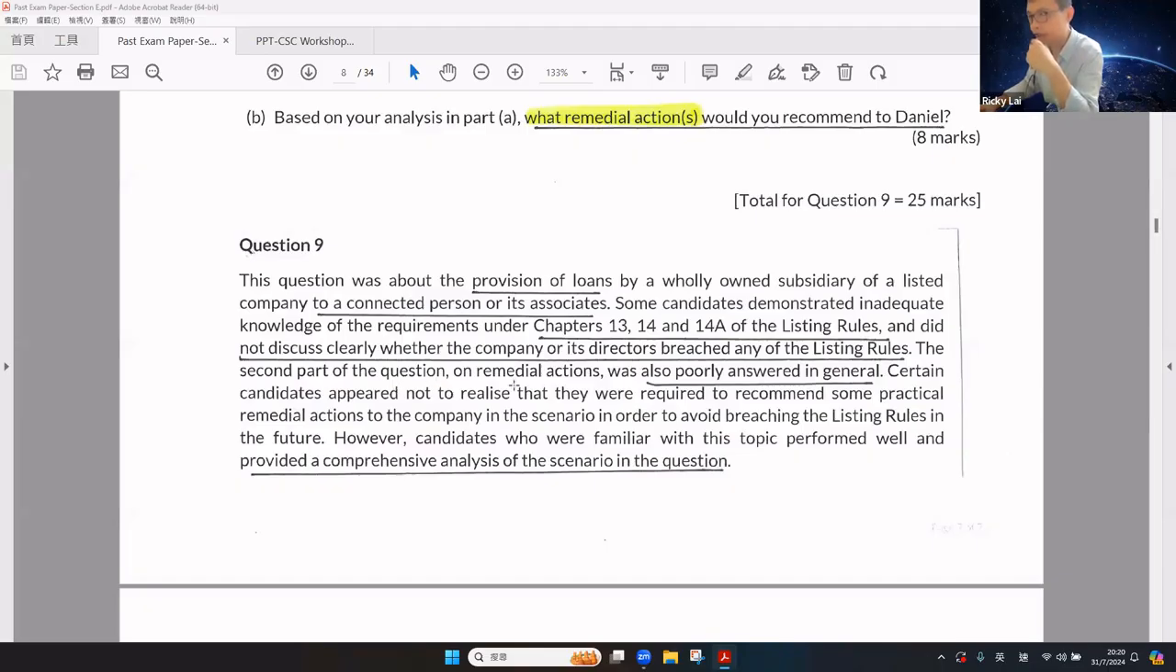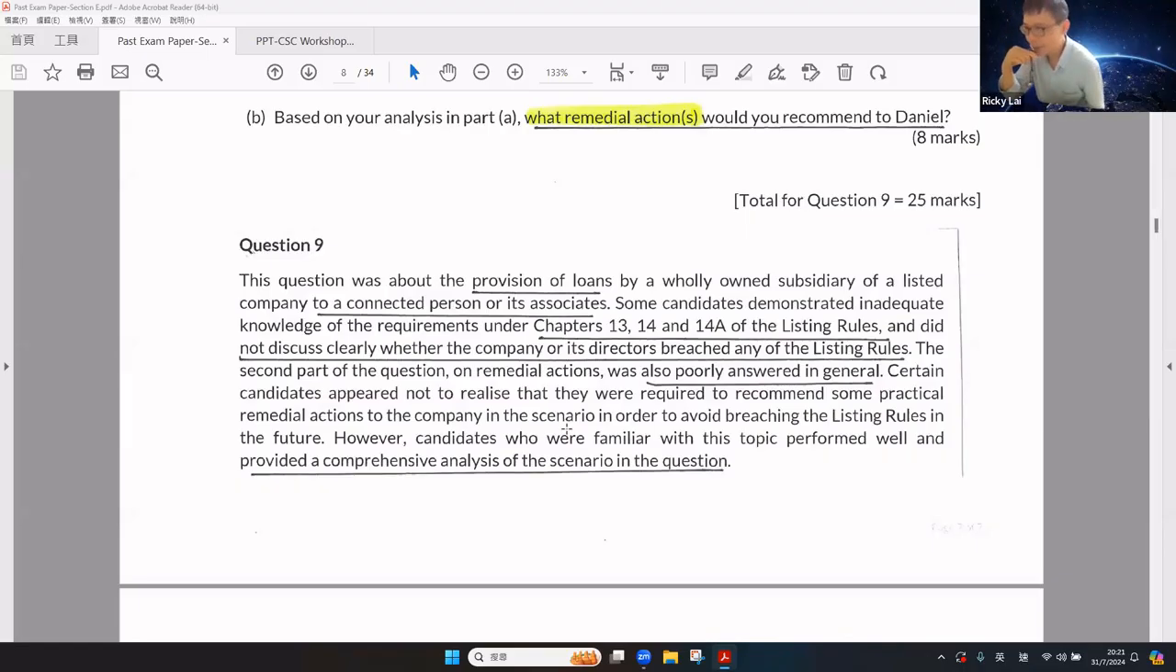The second part of the question was also poorly answered. Certain candidates appear not to realize that they were required to recommend some practical remedial action to the company in the scenario in order to avoid the breach of the listing rule in the future. The performance was very extreme, similar to the previous question. Candidates who were familiar with Chapter 13, 14, and 14A had a very good answer and provided a very comprehensive analysis of the scenario in the question.